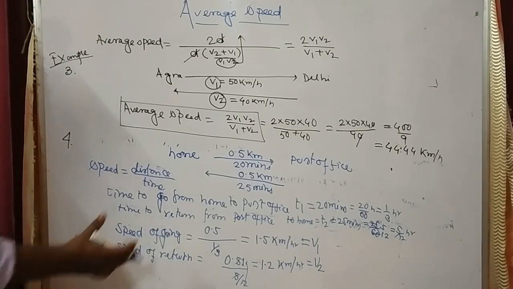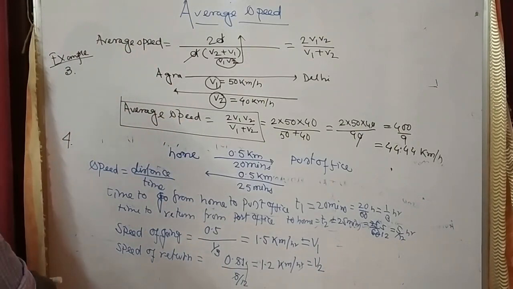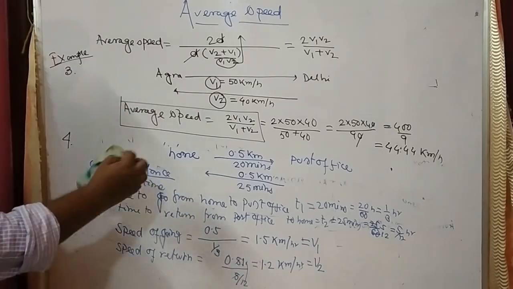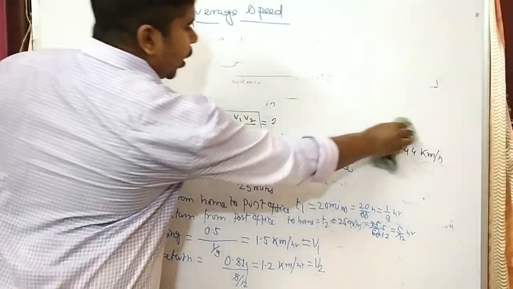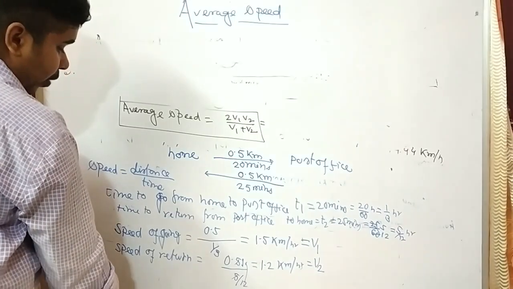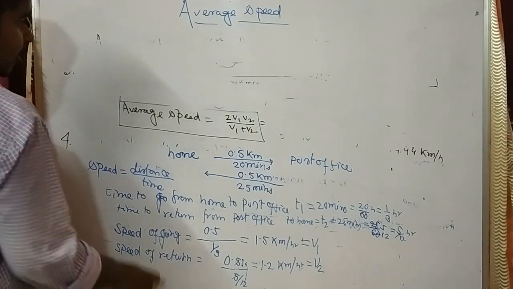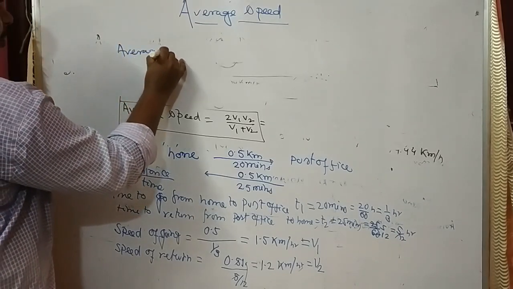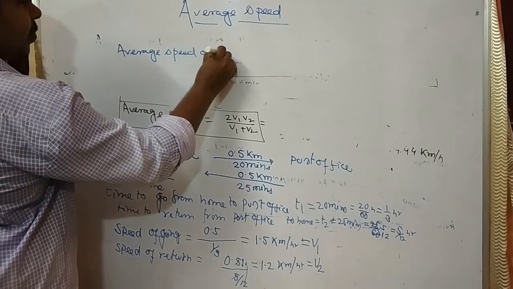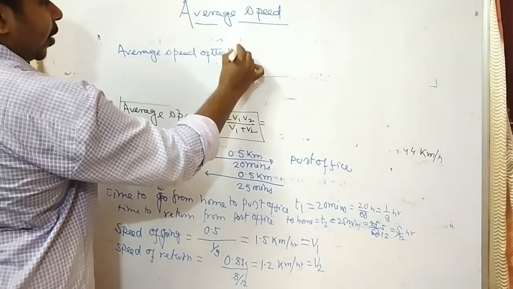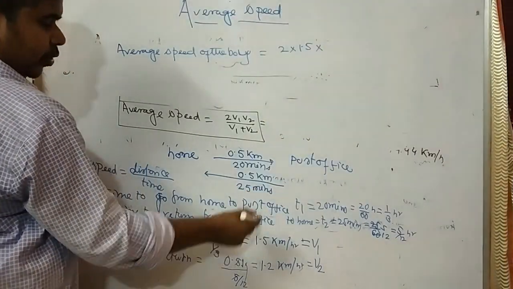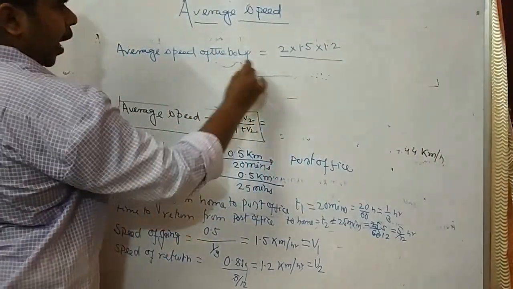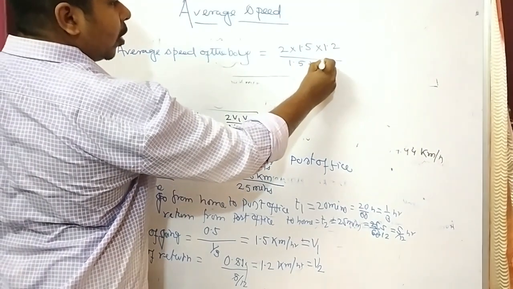Now the formula is just like the previous, because we need the speed of going and the speed of coming, and when we get them, our equation is already given here. It is 2 into V1 into V2 by V1 plus V2. So what will be the average speed of the boy?